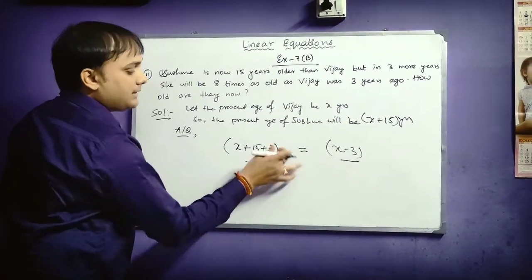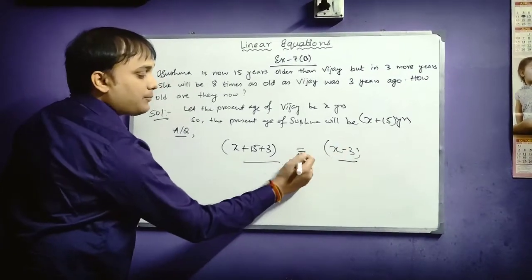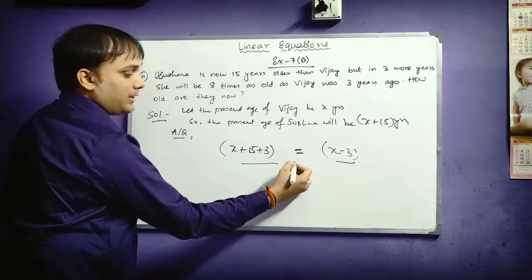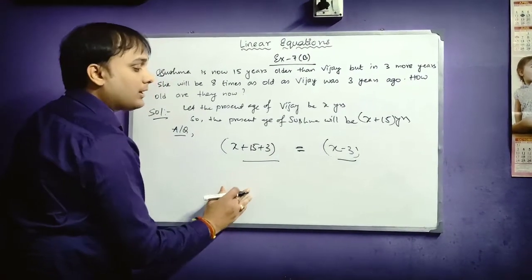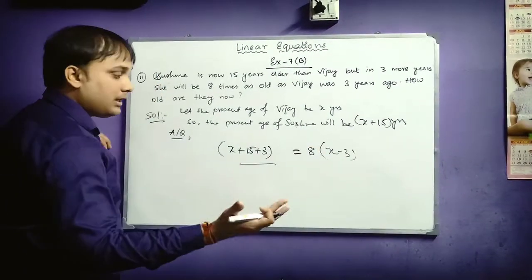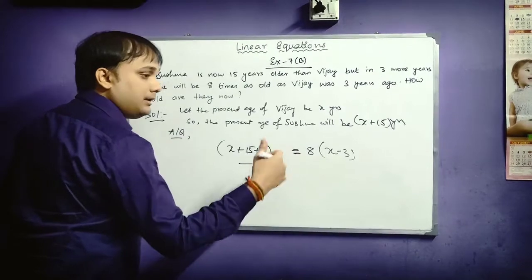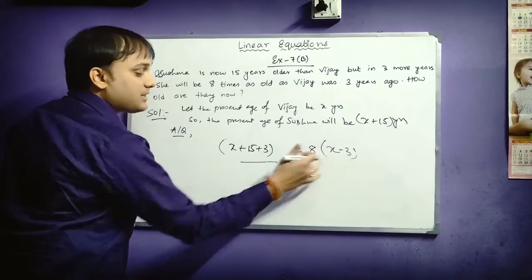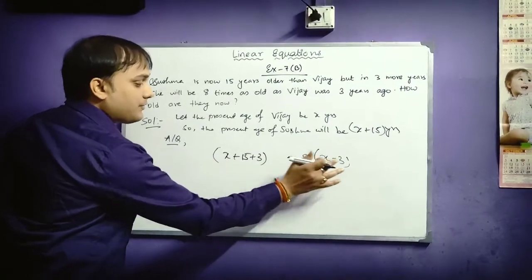You just see this side is bigger and this side is smaller, and we are putting an equal to sign in between, such that both the sides should be equal. So what should I do? I have to increase this side, because this is less. So I have to multiply 8 here, so that both the sides in reality become equal. And it is already said that Sushma is 8 times of Vijay's age.